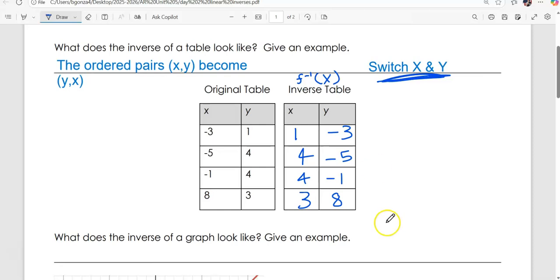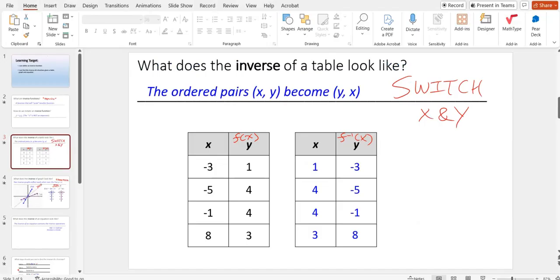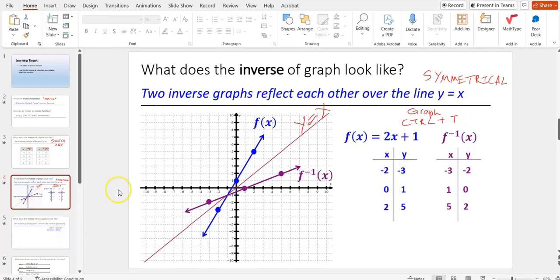And now the next question is, what does the inverse of a graph look like? Well, let me show you. Now you can write this blue sentence here. Two inverse graphs reflect each other over the line y equals x. I want you to see it. You see this diagonal line in the middle. That blue line and that purple line, if you can see the colors here, they're symmetrical across that diagonal line.